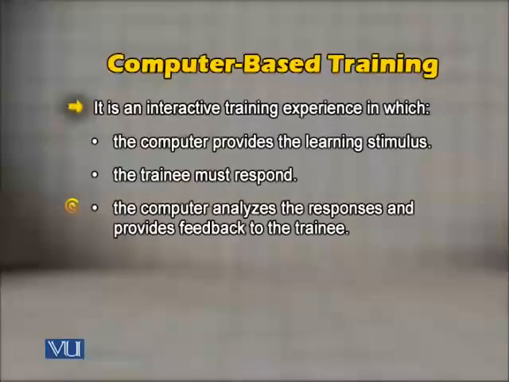And the third element of a computer-based training method is that the computer analyzes the responses and provides feedback to the trainee. So the computer is going to give you the result of your response, whether you have made the right choice, whether you have selected the right answer. An immediate feedback will be given to you after that interaction is completed. So these are the features of a computer-based training method.